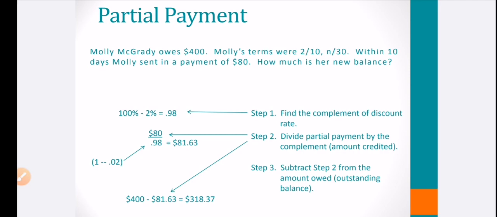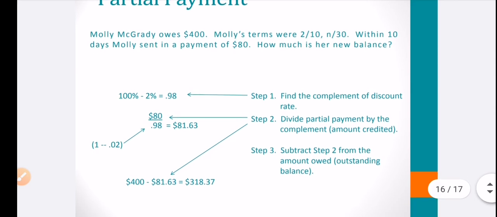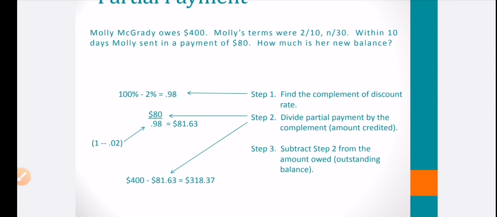Take an example, Molly owes 400 US dollar using the terms 210 and 30. Within 10 days, Molly sent in a payment of 80. So during the first 10 days, she paid 80, and this 80 is able to take the discount, which is 2% or 0.02. We will see how the case will be after she paid this first 80 and what is the rest that she is supposed to pay.